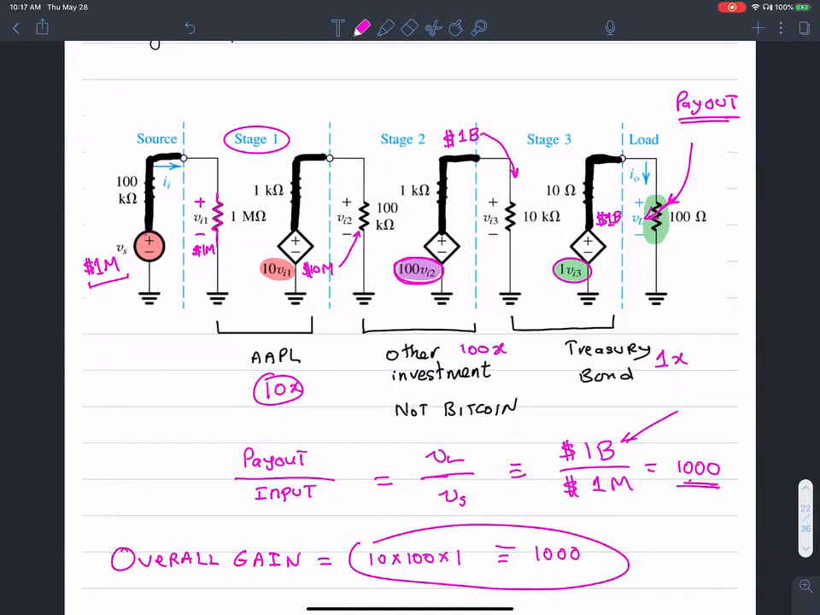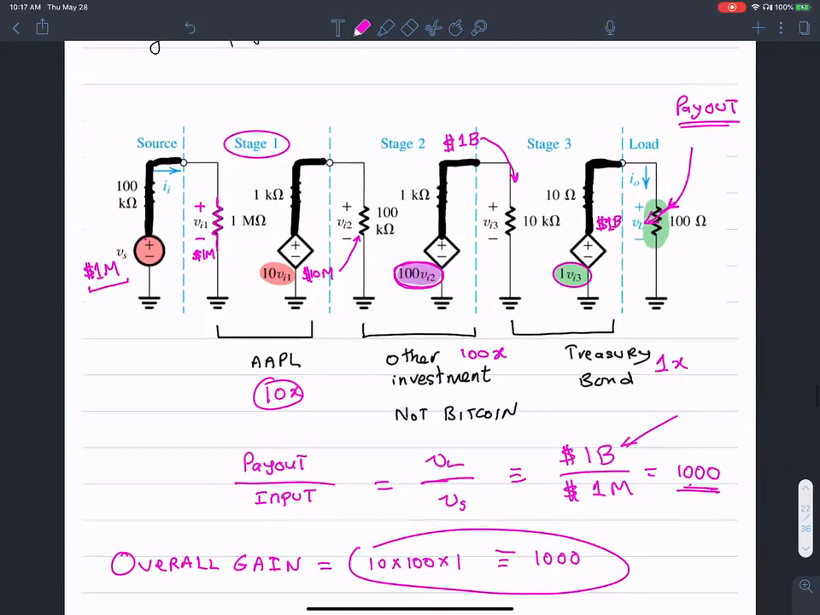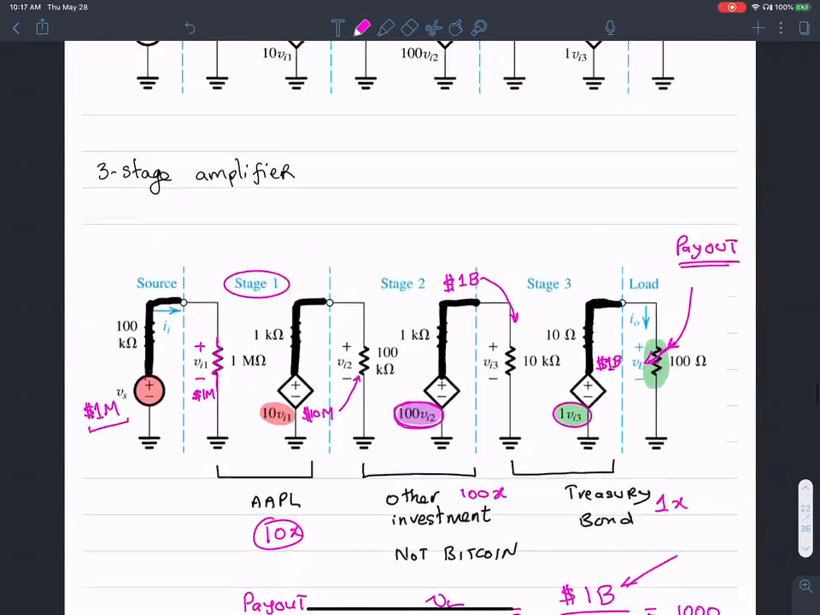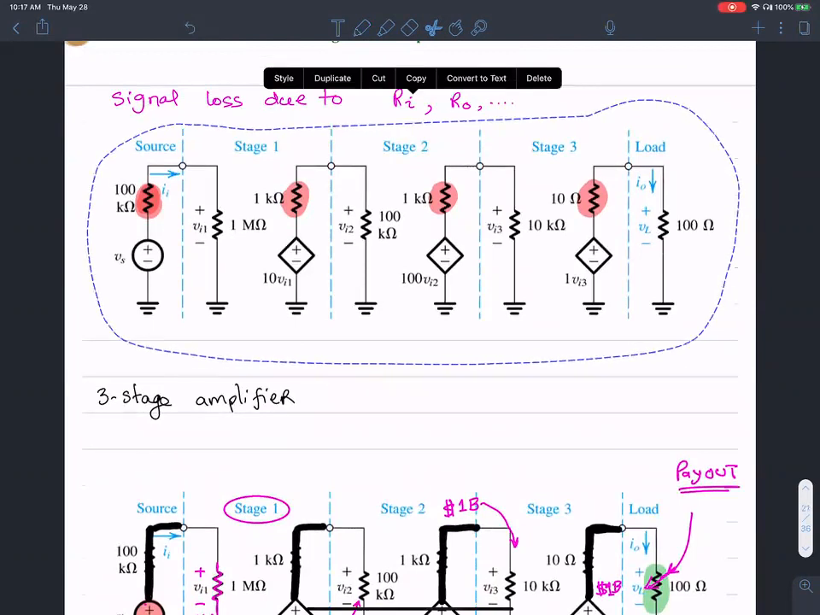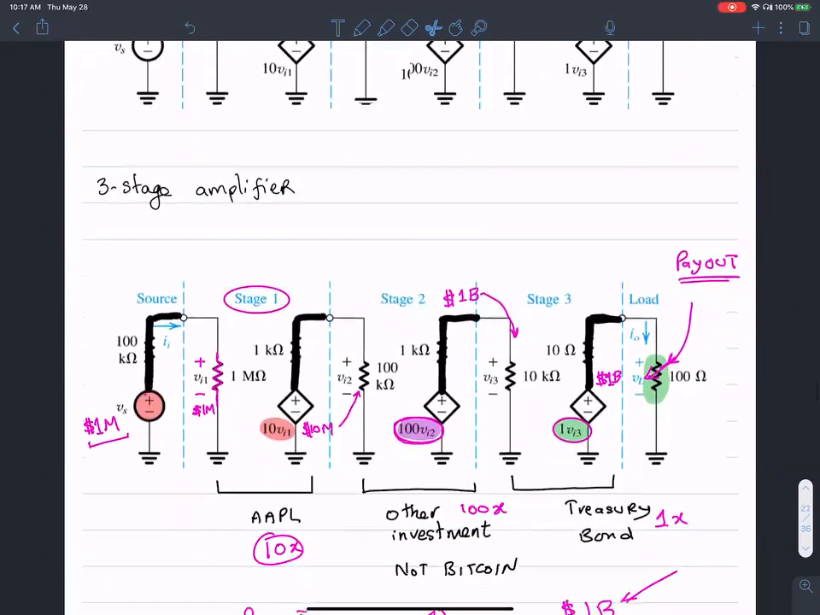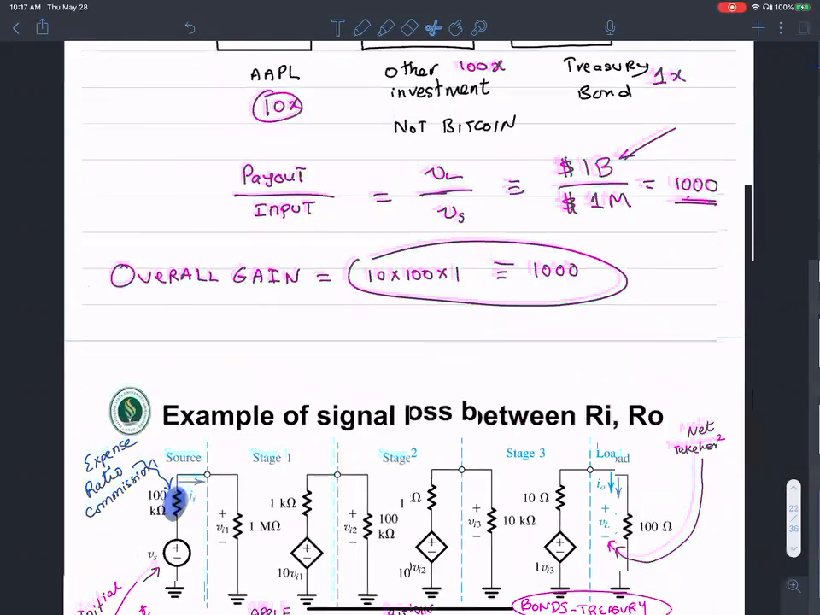Questions, please. Questions so far. Okay, let's look at this. Let's follow the exact same investment in the presence of source resistances. Let me copy this over here and I'm going to add another page.